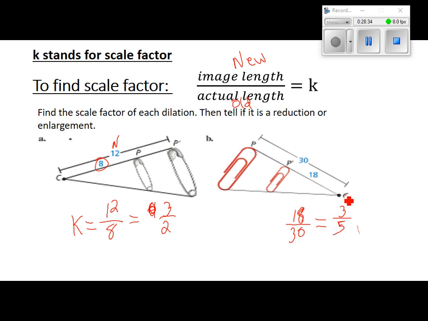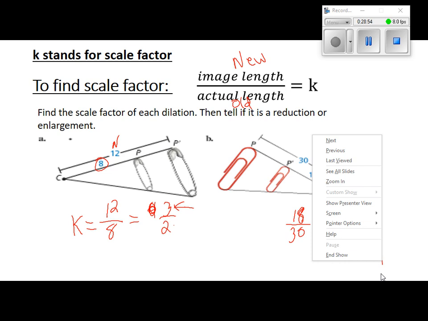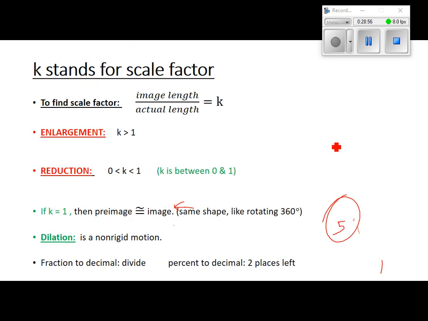So on this one, did we enlarge it or reduce it? Reduction. This one we enlarged, and you can always tell by looking at the top number and comparing it to the bottom number. Top number is bigger than the bottom, you're making it bigger. Top number is smaller than the bottom, you're making it smaller. And that's what this part says.